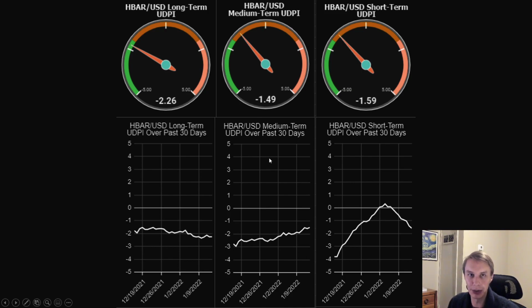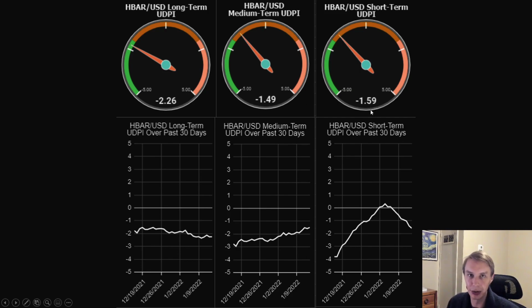It thinks that there's more upside than downside potential that's realistic in the medium term for HBAR, but it's a little bit less certain than the long term. It thinks there's a little bit more realistic downside in the medium term than the long term does. But again, still an overall favorable risk-reward, is what it's suggesting.